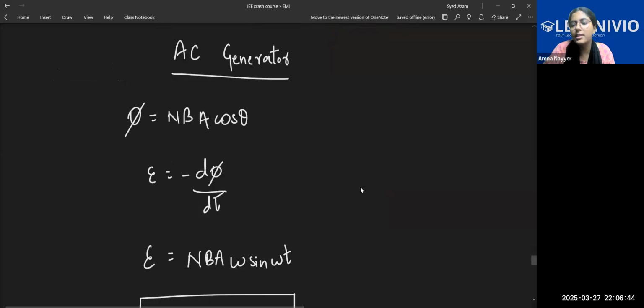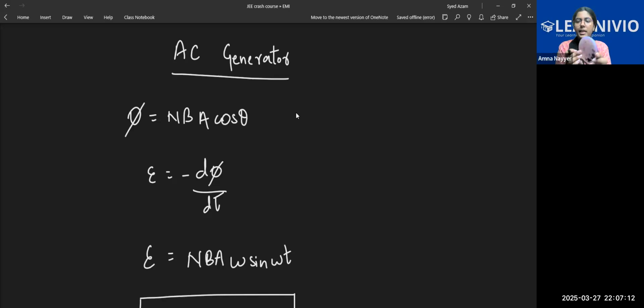Now, one more concept of AC generator you need to remember. Flux is NBA cos theta. So basically, in an AC generator, there is a coil and the coil rotates. For example, see, this is a coil, and in this coil the magnetic field is present. Now this coil will rotate like this. So what will happen? Its area vector will come like this. This is how it will change.